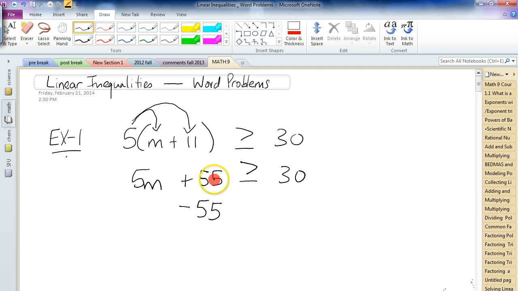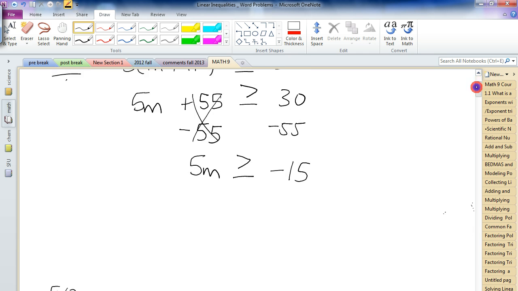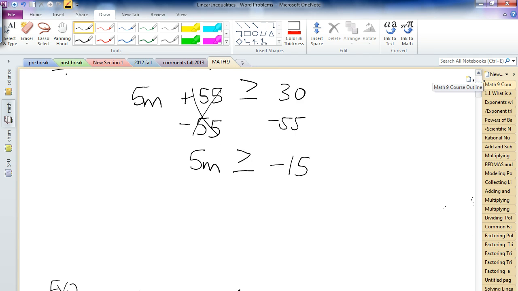We do this first, remember, because SAMDEB, reverse BEDMAS. Get rid of the adding subtracting thing first. Do the same to the other side. We're left with 5m greater than or equal to 30 minus 55. You have 30, then you're down 55. You're down 15. Now remember, one of the big things from the last lesson is you switch the sign whenever you're multiplying or dividing the variable by a negative number.